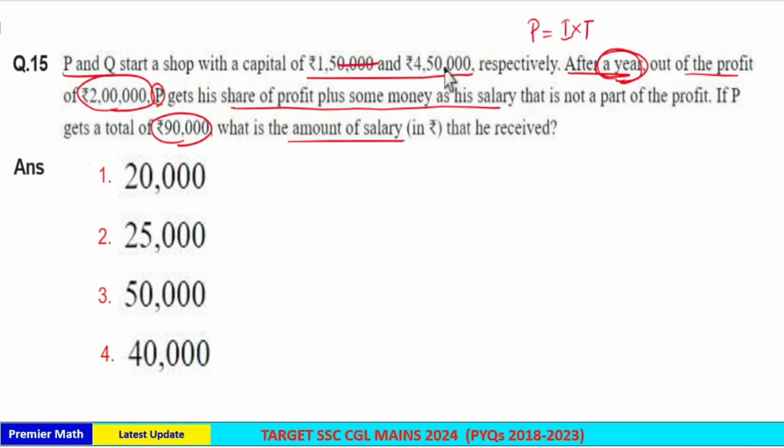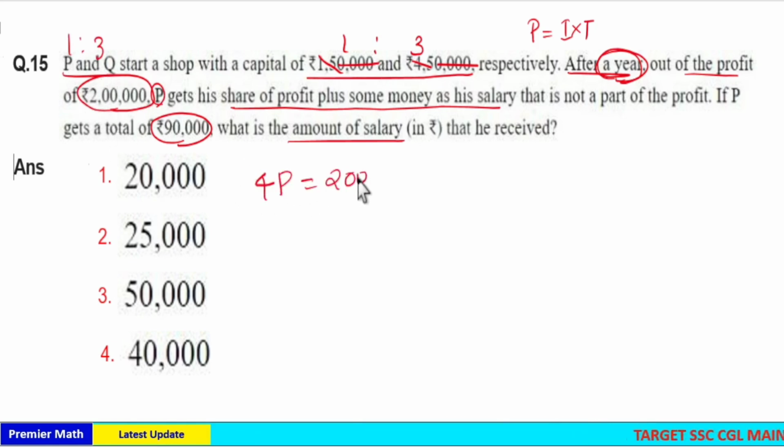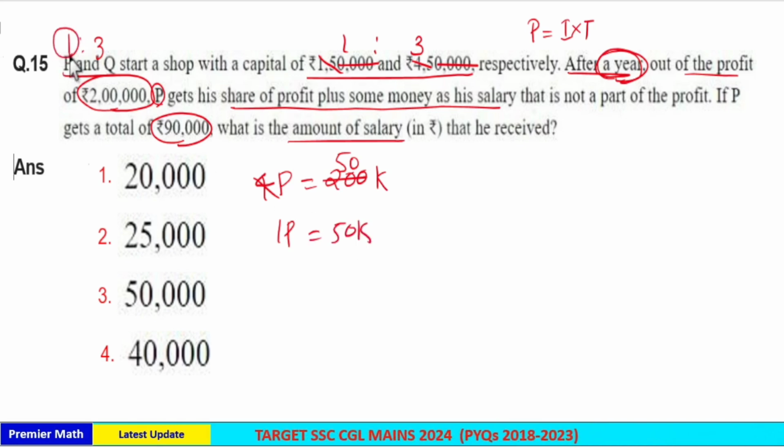Here take the investment ratio. 0 cancel, 15 goes 3 times in 45. So 1:3 is the investment ratio for P and Q. That is total 3 plus 1, 4 parts is the profit generated, which is given as 2 lakh in the question. So 4 goes 50 times in 200. So 1 part is 50,000, and 1 part is the profit for P.